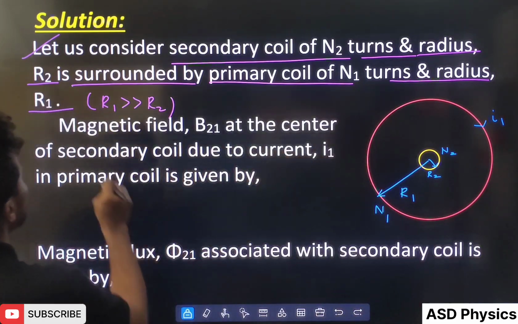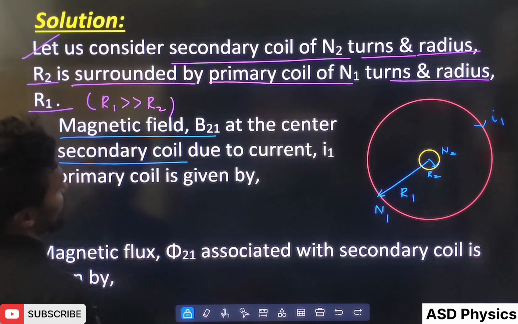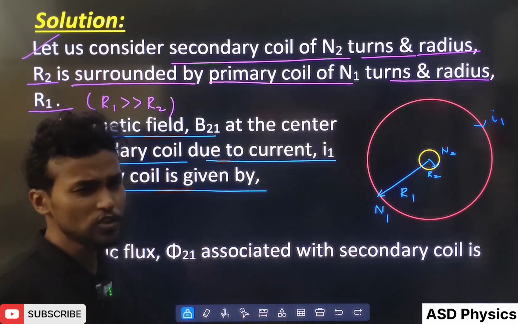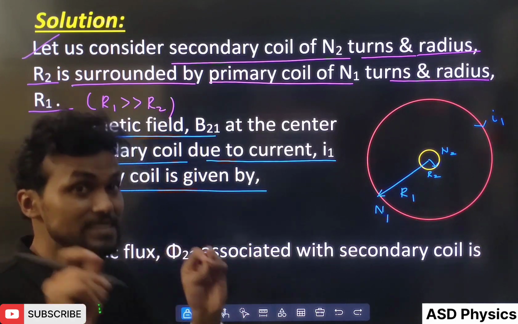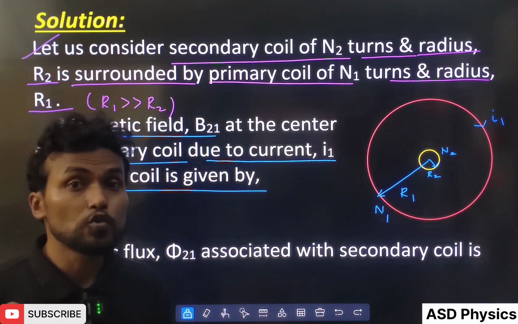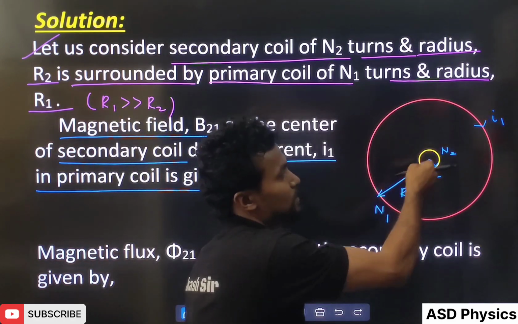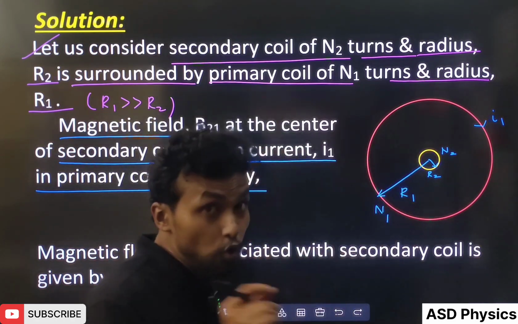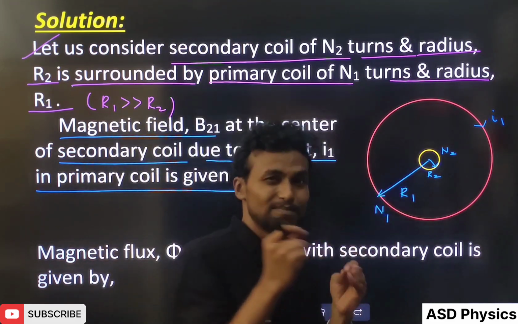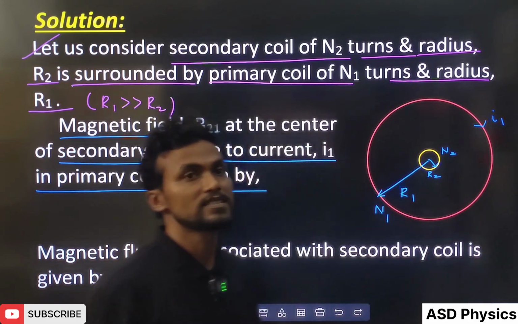This is my primary, red color is the primary and yellow color is the secondary. So see please, magnetic field B21 at the center of secondary coil due to current I1 in primary coil is given by, as I told you. Current I1 is flowing in the primary and we want to calculate magnetic field at the center of secondary. You know very well, the center of primary and secondary is coinciding. So understand please, magnetic field at the center of primary is equal to the magnetic field at the center of secondary. Why? Because both the centers are coinciding.